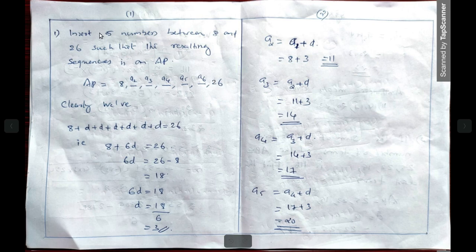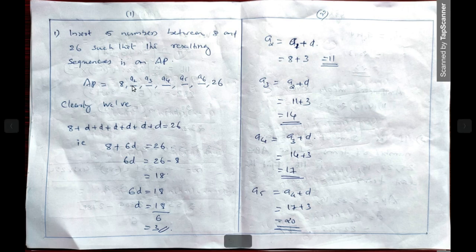This is the question. Insert 5 numbers between 8 and 26 such that the resulting sequence is an AP. Right. AP is equal to 8, dash, dash, dash, dash, dash, 26. In between 8 and 26, there are 5 numbers, 5 arithmetic means. So these have to be calculated.